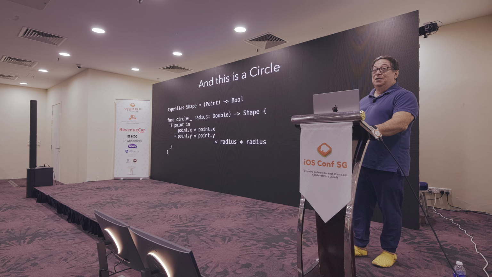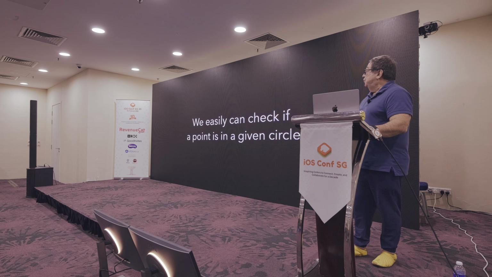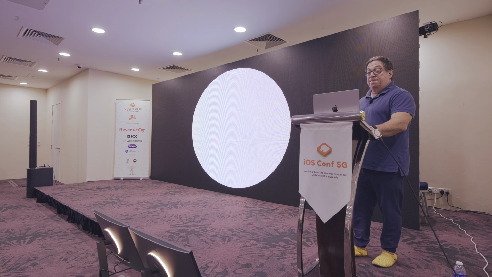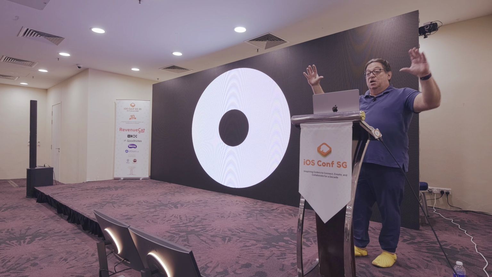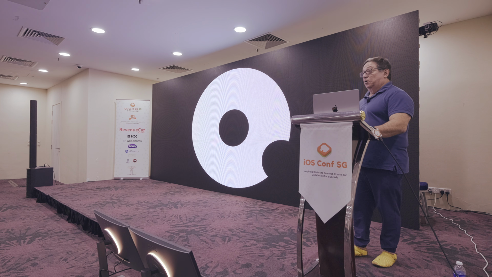You say, well, I can check if a point's inside a circle. That's pretty easy. And I can start combining these things, and I can have, say, an annulus where I'm only interested in the things outside of this inner circle, but inside of the outer circle. Or I could take a byte out of the circle, and it turns out this is pretty easy to calculate. Doing this as OO is hard.